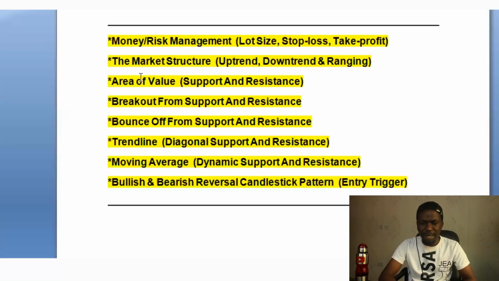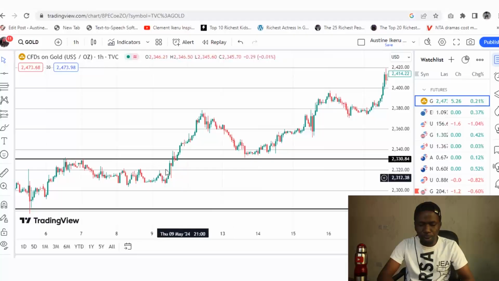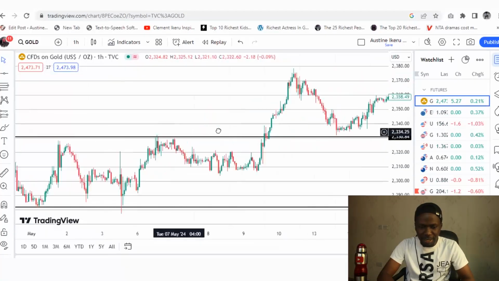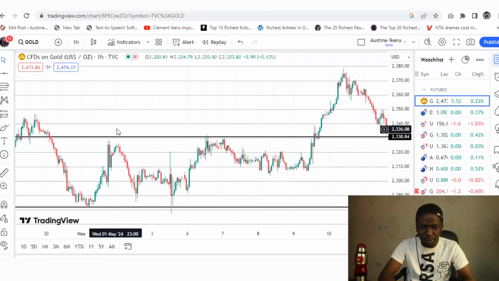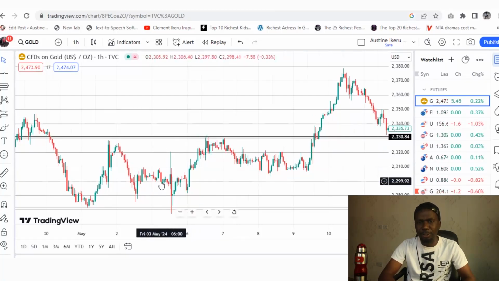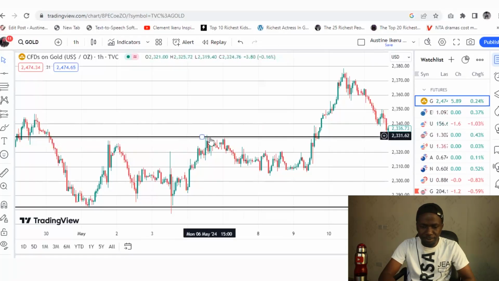The second point here is an area of value, which is what we have treated here. And like I said, an area of value can be support and resistance level, right? So in this scenario, if the market is clearly in a range, you can use the horizontal line to map your support and resistance level. Like now the market is in a range, you can use these two lines as your area of value, right? So each time price comes here, you take a sell trade. Each time price comes here, you take a buy trade.